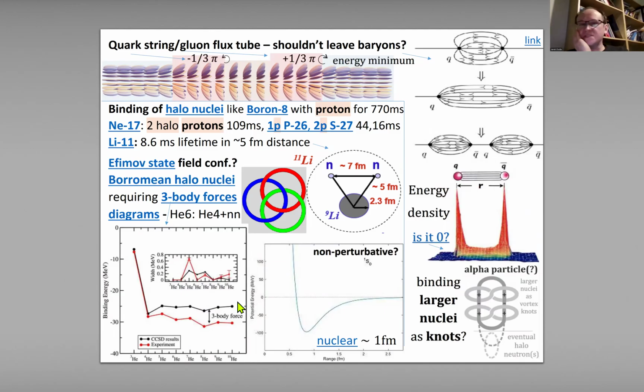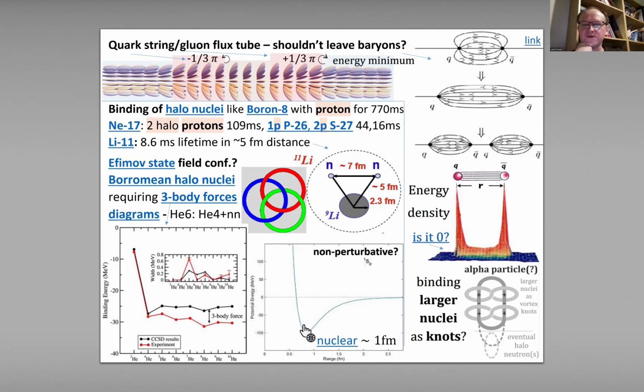Okay, so let's go to this example of halo nuclei. Lithium-11, for example, there are a few of them. There can be one or two protons or neutrons, so it can be protons also. And still they are very stable, like hundreds of milliseconds. So again, the question is what binds them? Also, they need three-body forces, and they call it Borromean: if you remove one of these neutrons, it will fall apart. So again, what binds them?